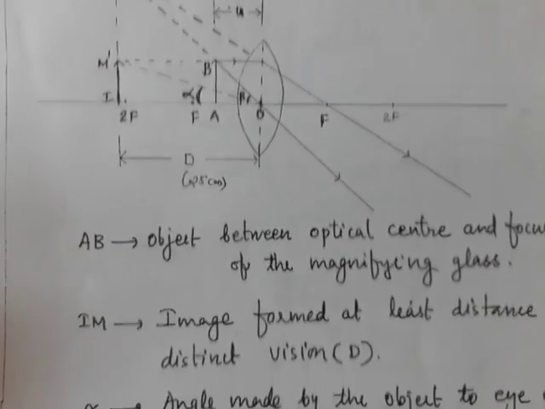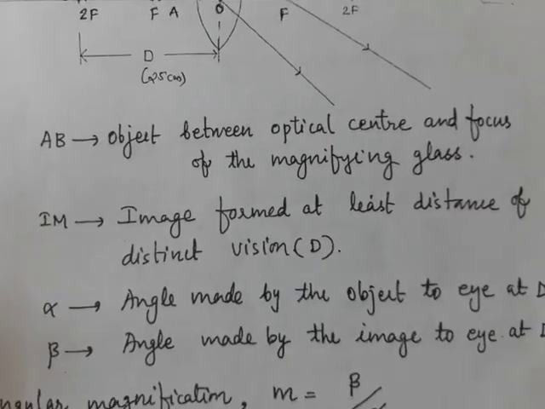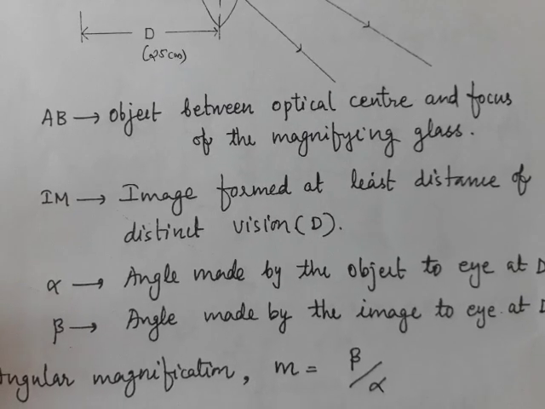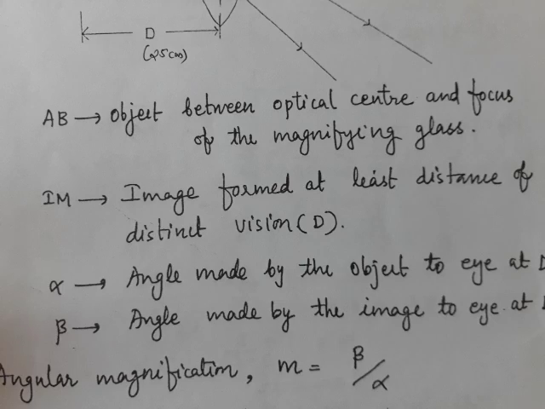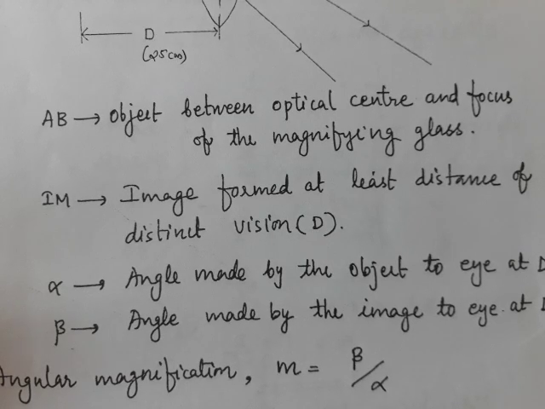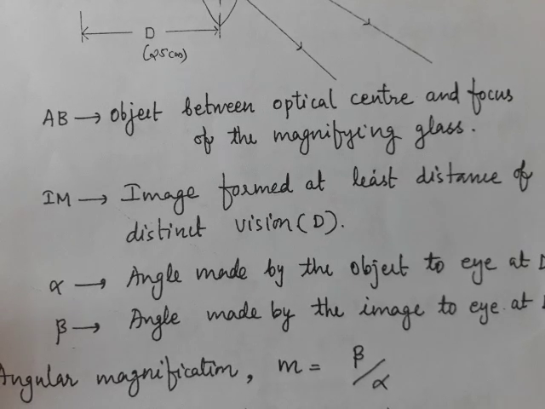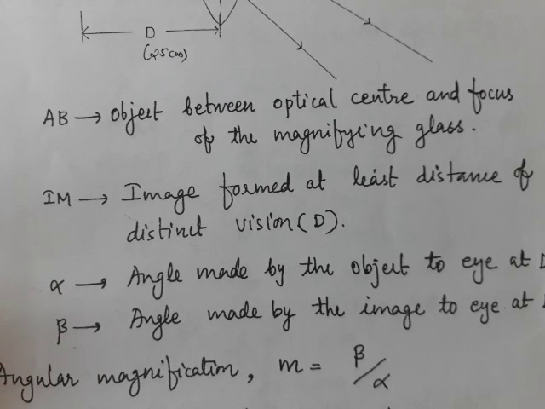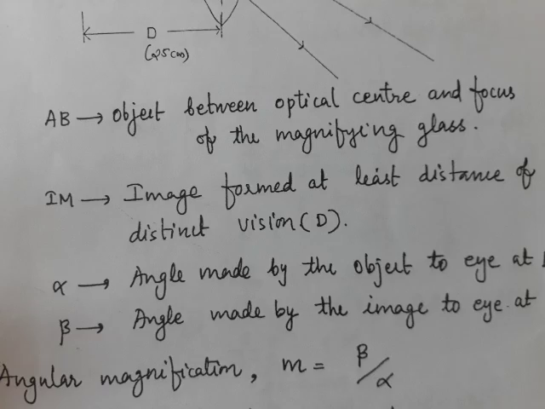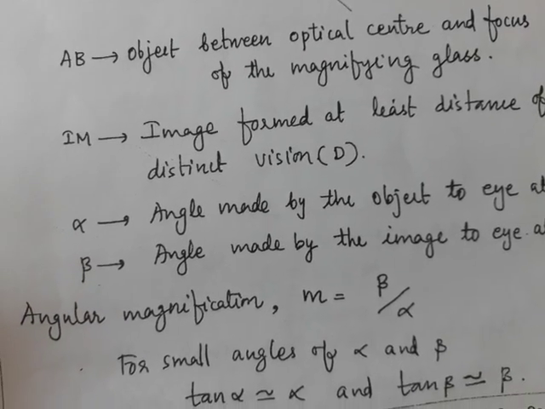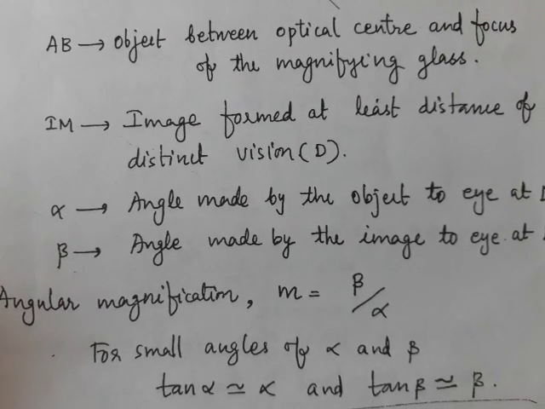So let's see the parameters used here. AB is the object placed between the optical center and the focus. IM is the image. Alpha is the angle made by the object at D with the eye. Beta is the angle made by the image at D with the eye. This is known as angular magnification, that is beta by alpha. And we said for small angles, alpha and beta can be approximately taken as tan alpha and tan beta.